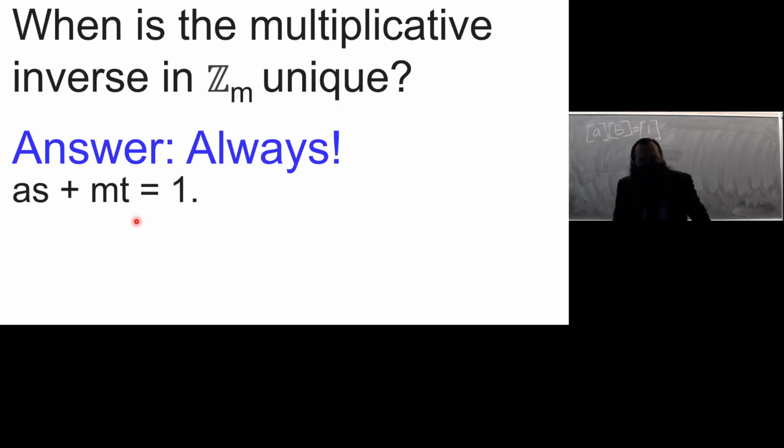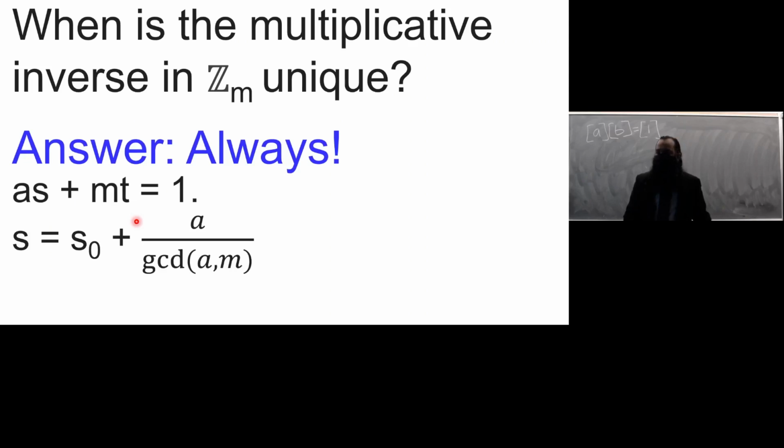And what's n equal to? n is an element of the integers. Anyone else want to try? Okay, so if I have one solution, S0, S will be equal to S0 plus M over the GCD of A and M. So any integer S that satisfies this is going to have the form S0, which is some solution, plus M over the GCD.